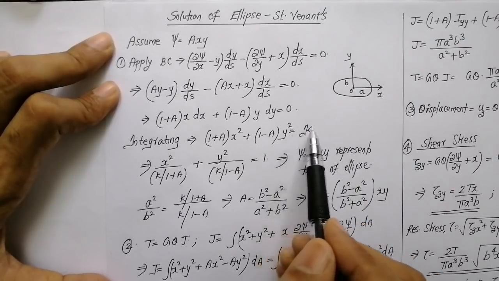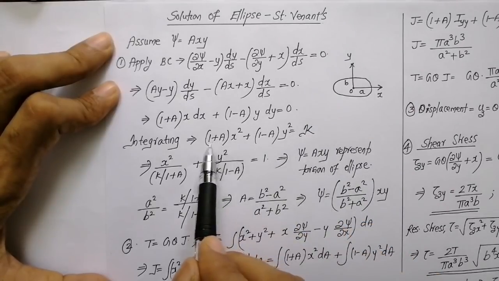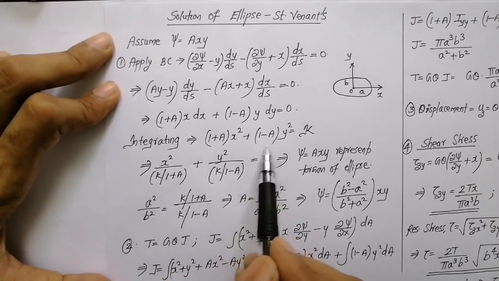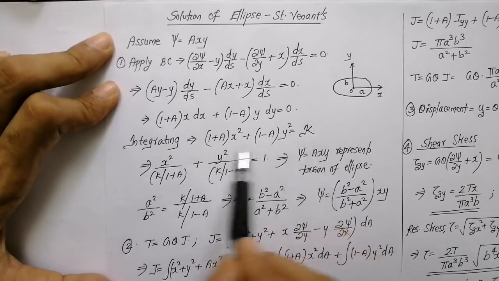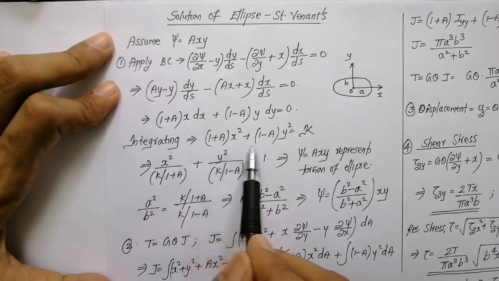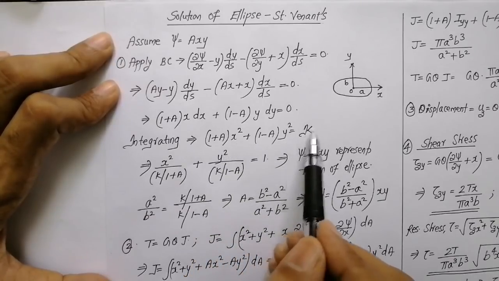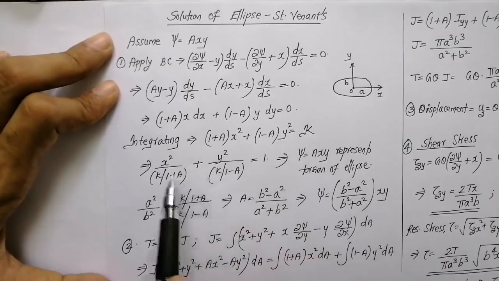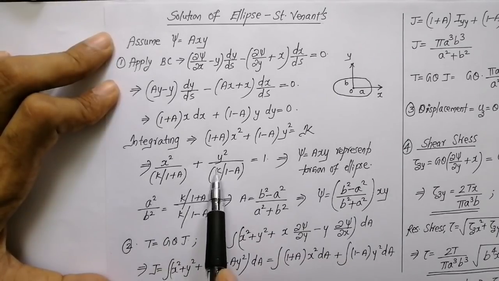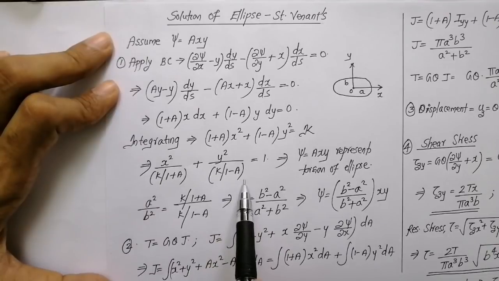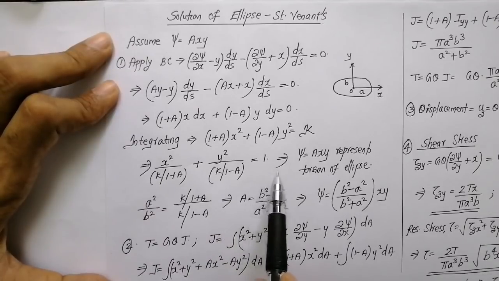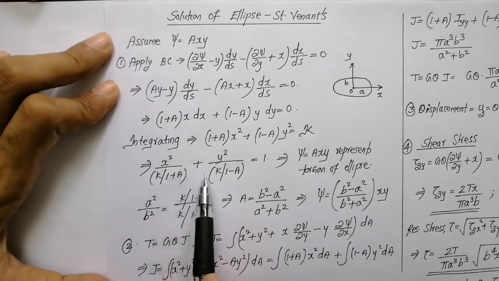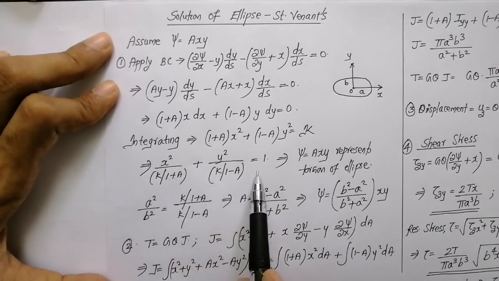So we will take all the constants to the right hand side of the equation. The constant denominators will move to the RHS of this equation. So (1 + a)x² + (1 − a)y² = k, some constant k. Now if I further rearrange this equation, x²/(k/(1 + a)) + y²/(k/(1 − a)) = 1, which is similar to the equation of the ellipse x²/a² + y²/b² = 1.